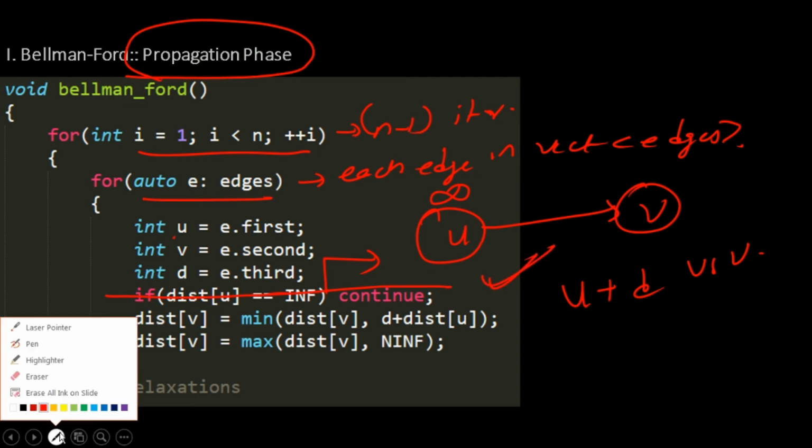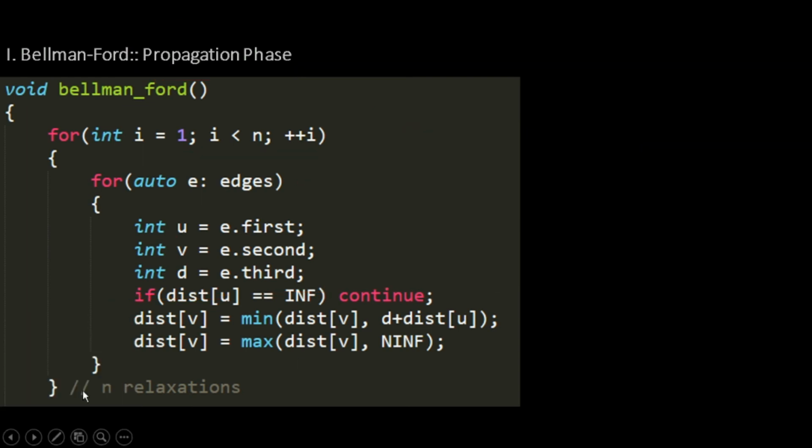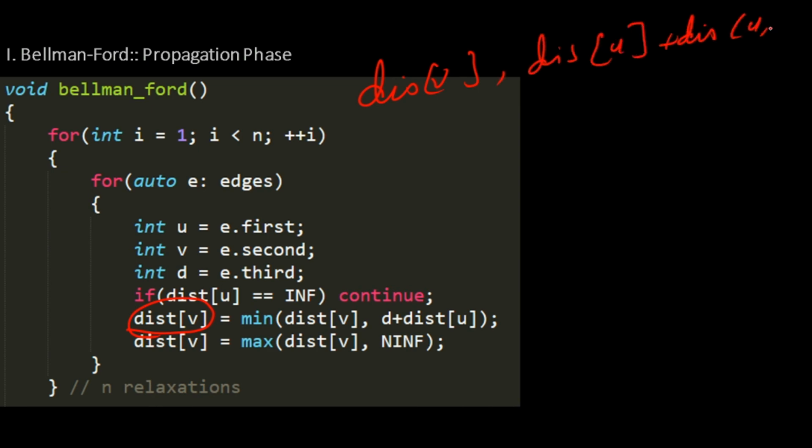Okay, next two steps. This is the relaxation step. What this does is, the distance of v is compared with the distance of u plus the distance uv. If we find that there is scope to relax, it will relax; otherwise it does nothing.